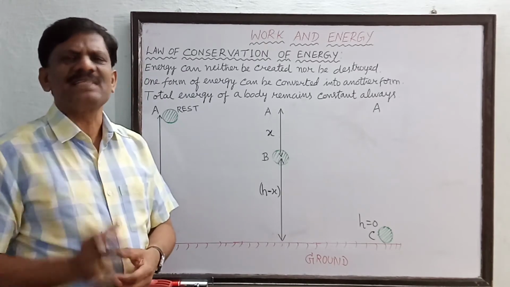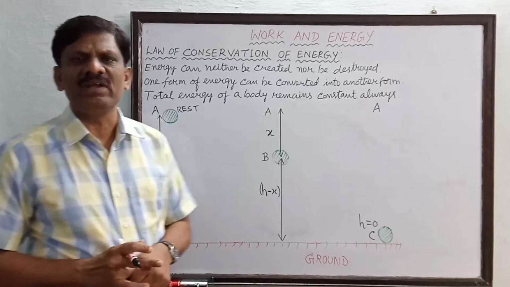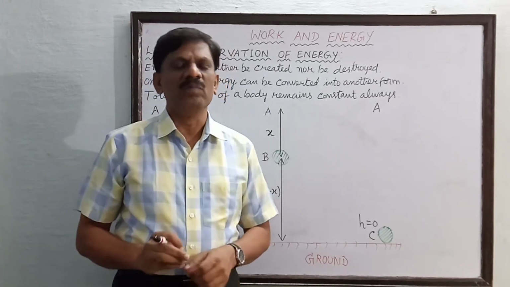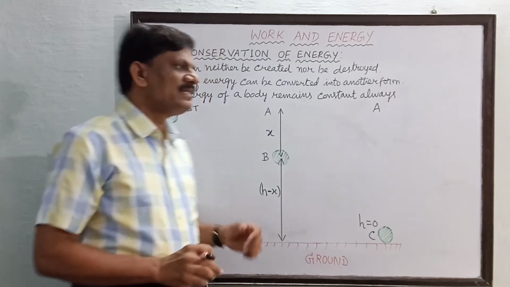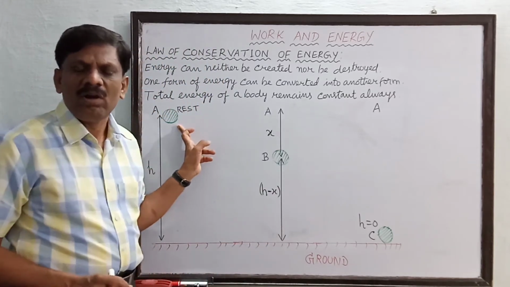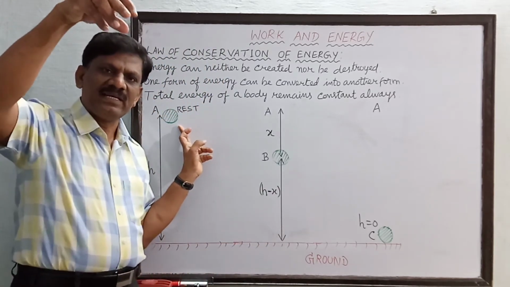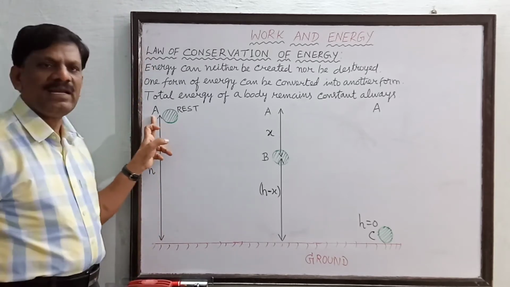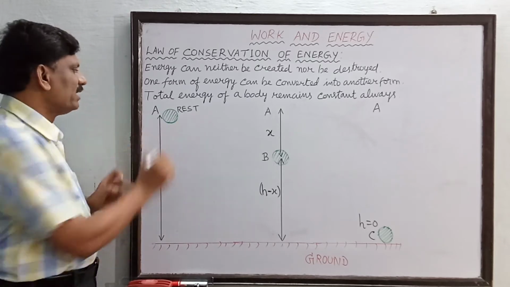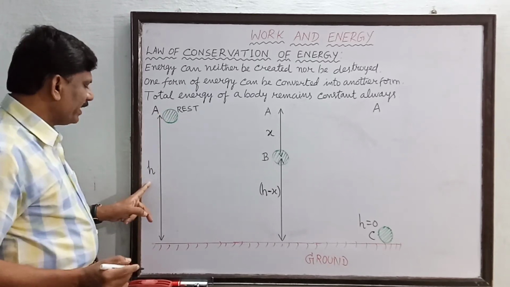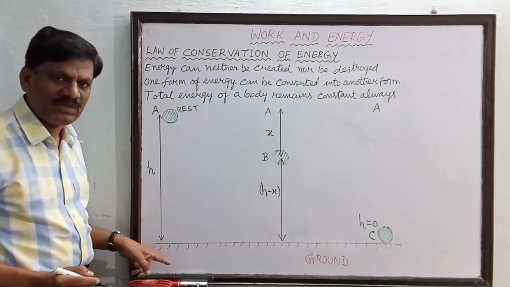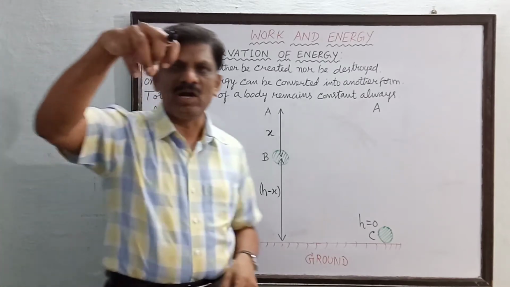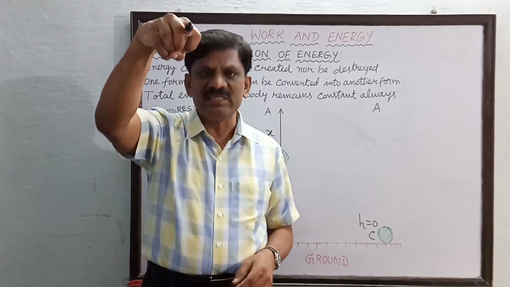So the best example to understand this theorem of the law of conservation of energy is the freely falling body. Now you can see here a ball is taken to a certain height h above the ground surface and it is held at rest at a position A. So A is a point which is at a height h above the ground surface. It is at rest now. I have not yet dropped. I have kept the ball at A.